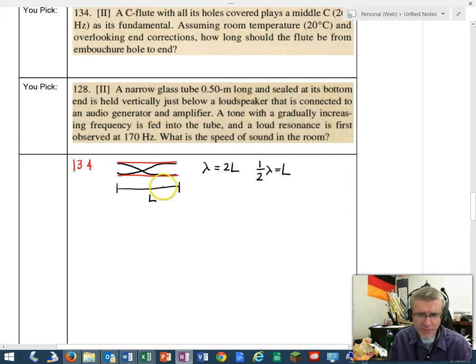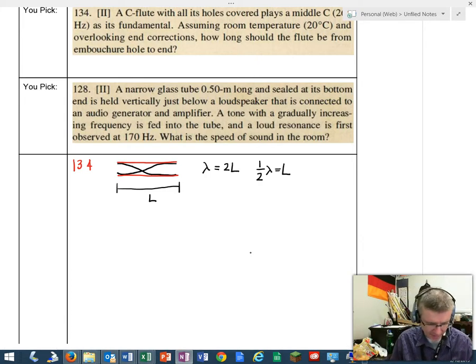Assuming the room temperature is 20 degrees C, and you should know, I'm sorry, let me put that down now. Can you hear me? Sorry about that.